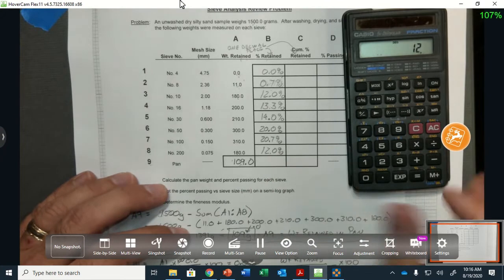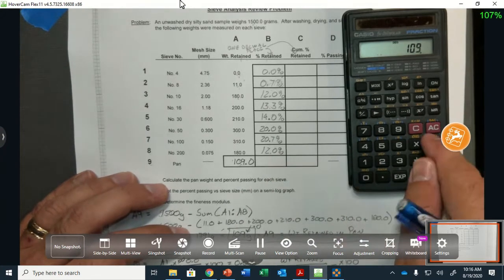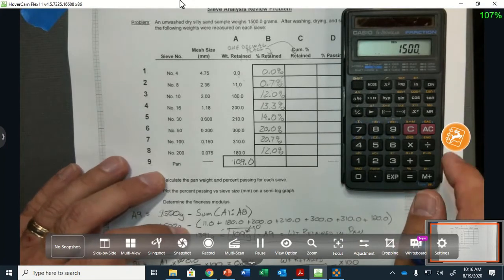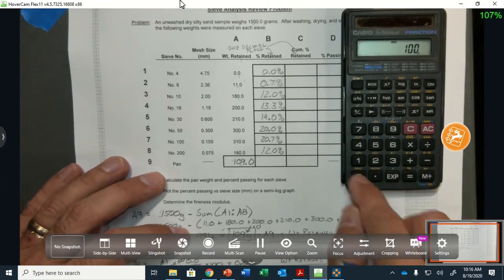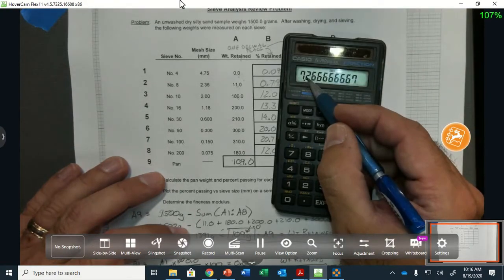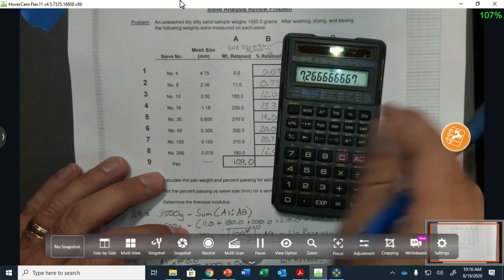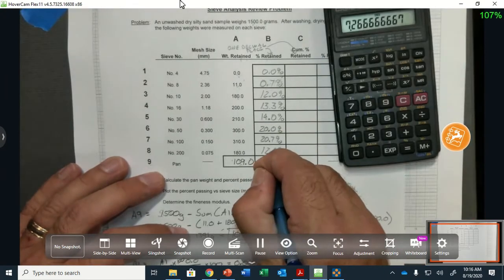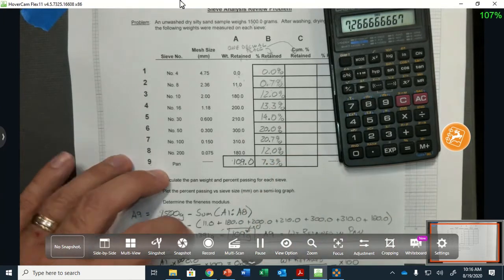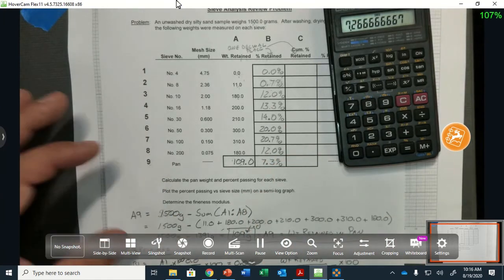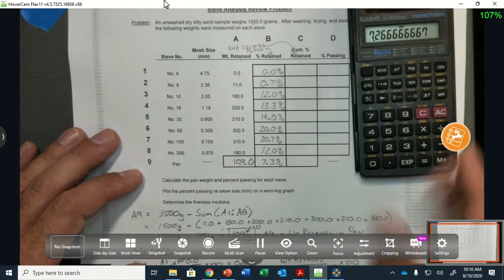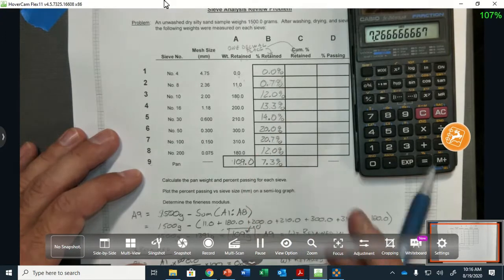And then percent retained in the pan, 109 divided by 1500 times 100. All right, so if you look here, 7.2, I'm going to round this up to a 3 because this is 5 or higher. Okay, so 7.3%. Okay, all right, so that's how I do column B, percent retained.